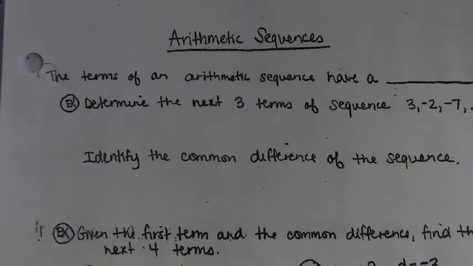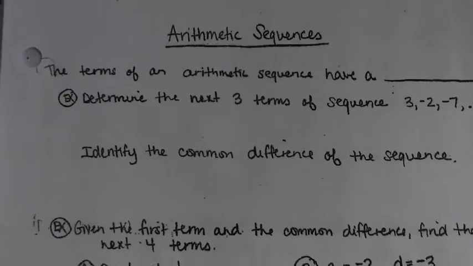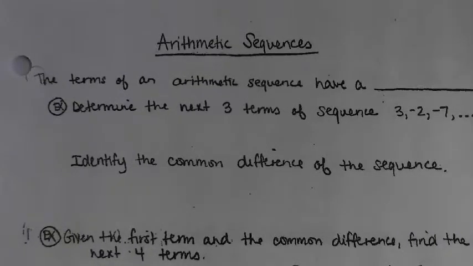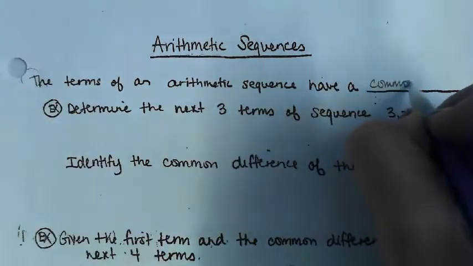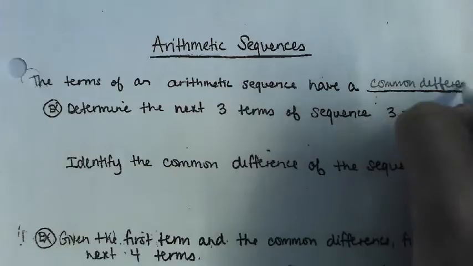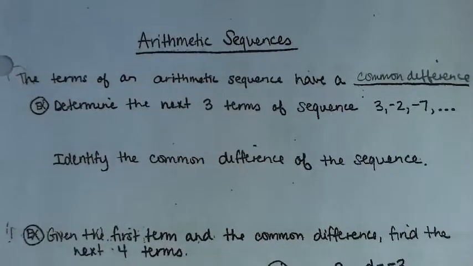Okay, so arithmetic sequences are sequences where you're adding the same thing every time or subtracting the same thing every single time. Whatever that number is called your common difference. So that's the fill in the blank on the first one. The terms of an arithmetic sequence have a common difference. So you're either adding the same thing every time or subtracting the same thing every time.